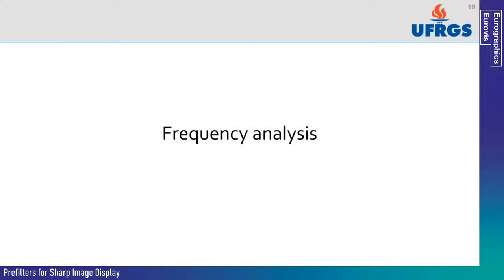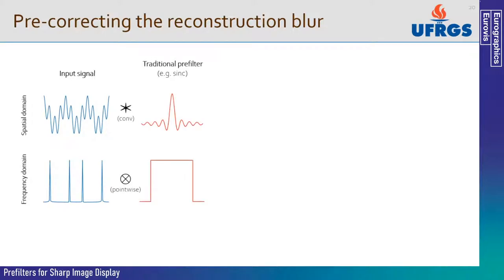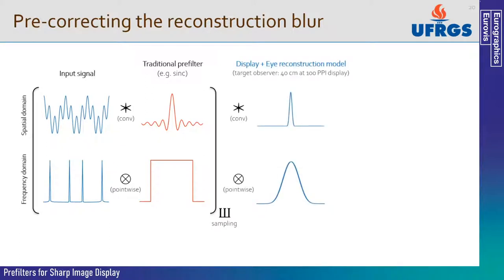We look at the very same process in the Fourier domain. Given an input signal composed of two cosine components, we show its amplitude spectrum on the bottom. To digitally represent this continuous input, we first pre-filter it with some anti-aliasing kernel. This is followed by sampling, resulting in a discrete set of samples. To recover the continuous input from the samples, we apply the reconstruction kernel.